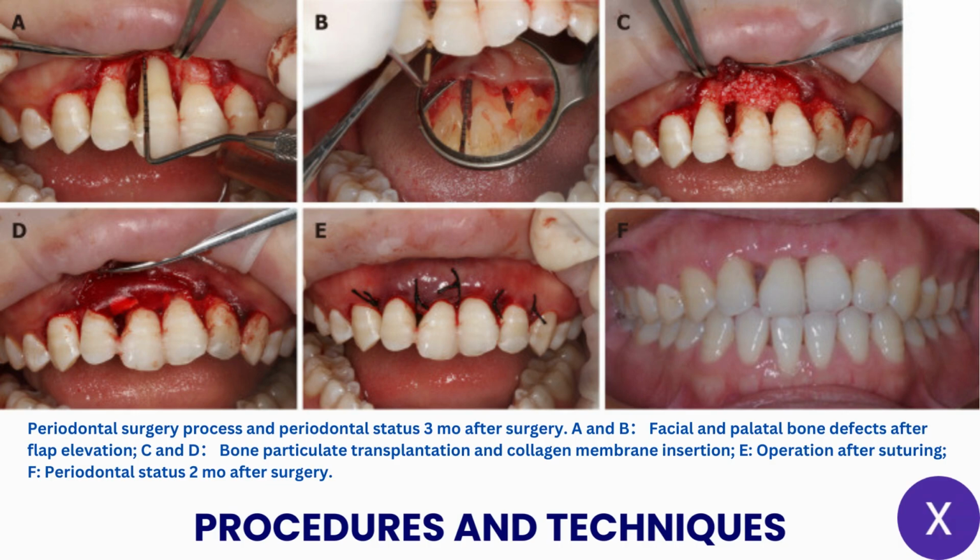Periodontal surgery process and periodontal status 3 months after surgery. As you can see in figures A and B, facial and palatal bone defects after flap elevation. C and D are the bone particulate transplantation and collagen membrane insertion. Figure E, operation after suturing, and figure F, an adequate state of periodontal health was seen after 2 months.